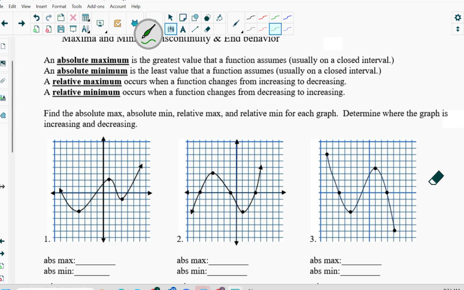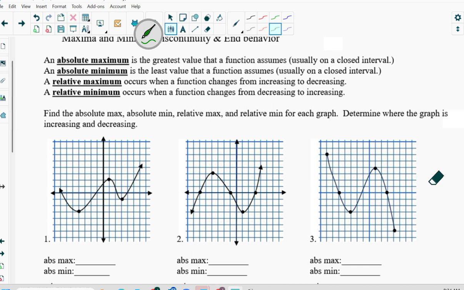All right, guys, so we're talking about maximums and minimums. There are two kinds: an absolute max or min and a relative max or min. The absolute means the graph will never go higher or lower than that point.